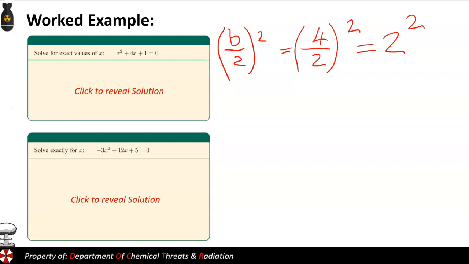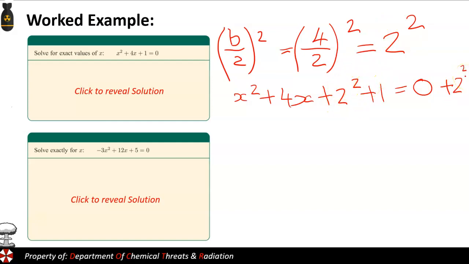Now I can rewrite this expression. But remember, I had to add it to both sides. So let's start. We'll go x squared plus 4x plus 2 squared, because this is what I've added, plus 1 equals, and now it's 0, but I had to add the 2 squared on the other side to balance it out, because now these two things will cancel.